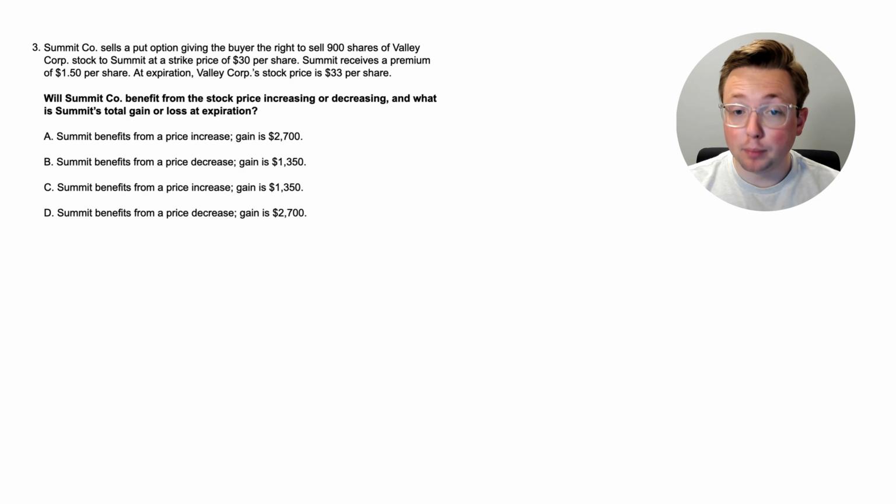Summit Co. sells a put option, giving the buyer the right to sell 900 shares of Valley Corp stock to Summit at a strike price of $30 per share. Summit receives a premium of $1.50 per share. At expiration, Valley Corp's stock price is $33 per share. So again, this is a little bit different. This is an option, but it's a put option instead of a call option.